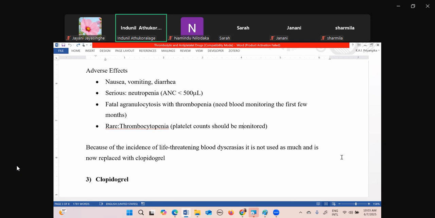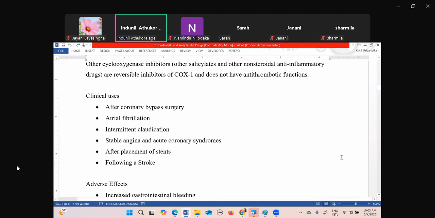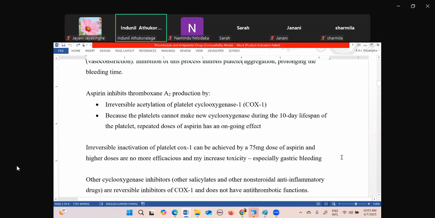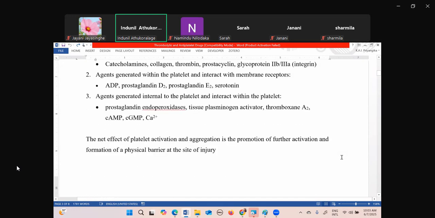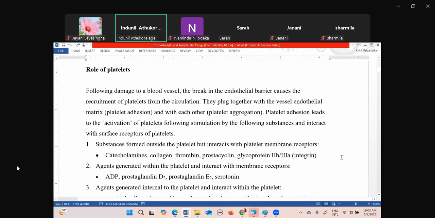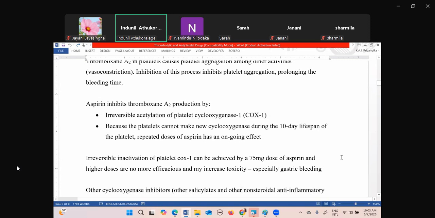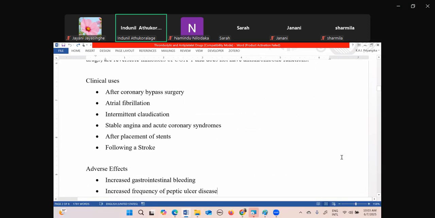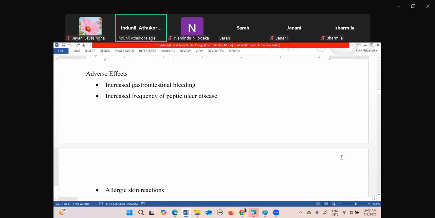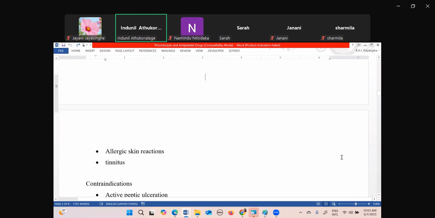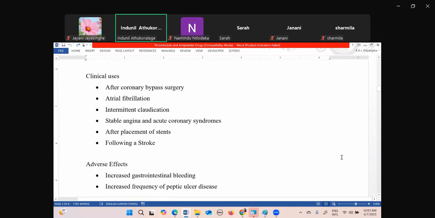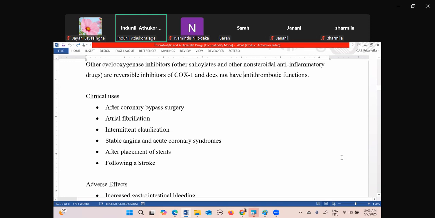So before going to clopidogrel, I want you all to summarize what we have learned up to now, right? Summarize it, and for aspirin, go through aspirin and write the mechanism, and also I think contraindications are also there, but please check with the BNF. And if there is anything new, please include it. And also these conditions. Clinical uses.